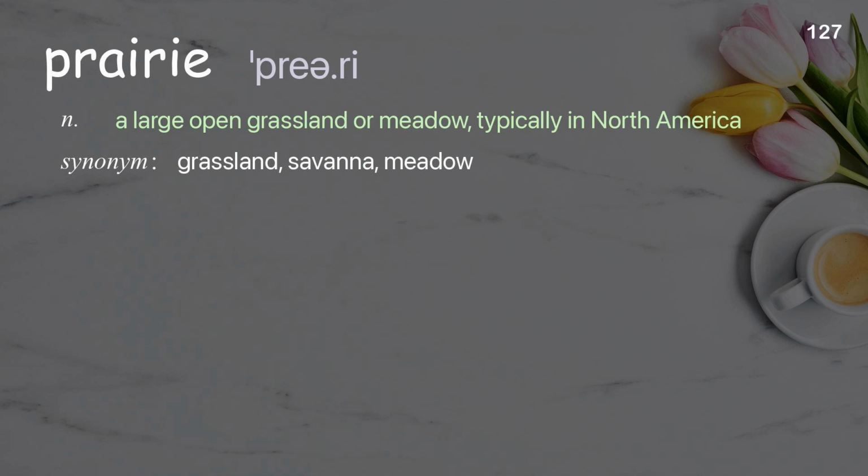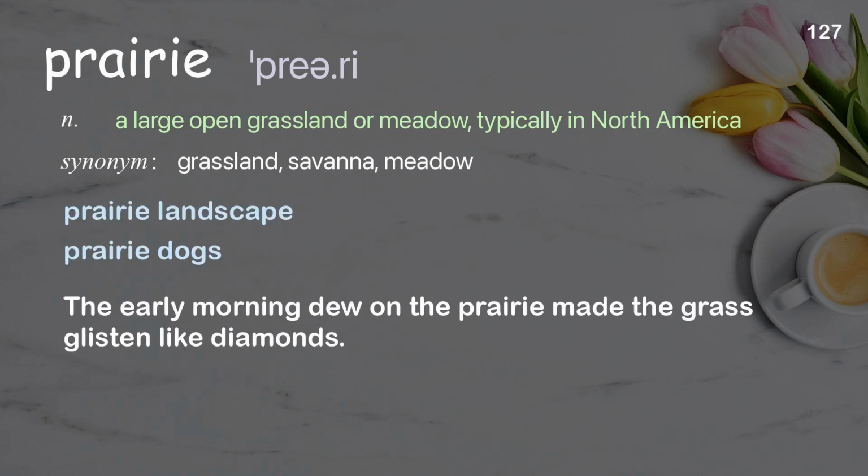Prairie. A large open grassland or meadow, typically in North America. Examples: Prairie landscape. Prairie dogs. The early morning dew on the prairie made the grass glisten like diamonds.